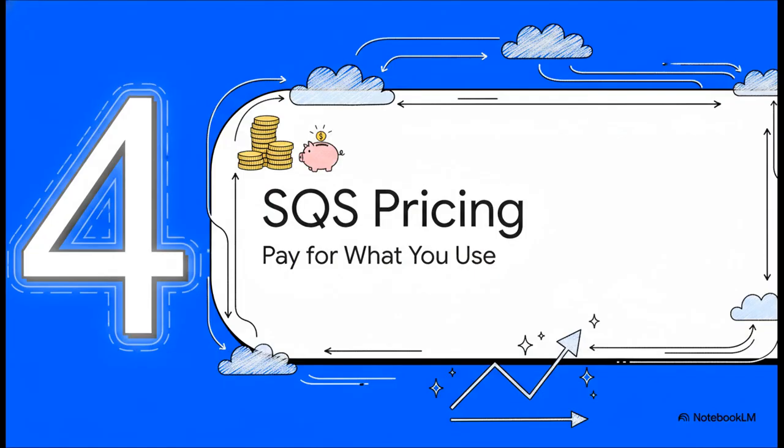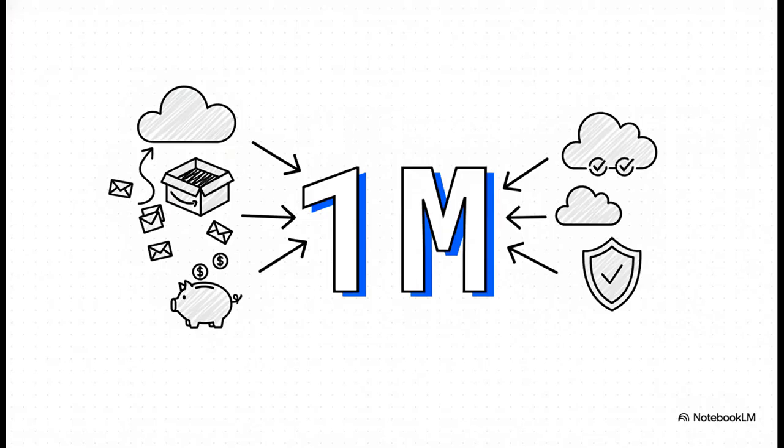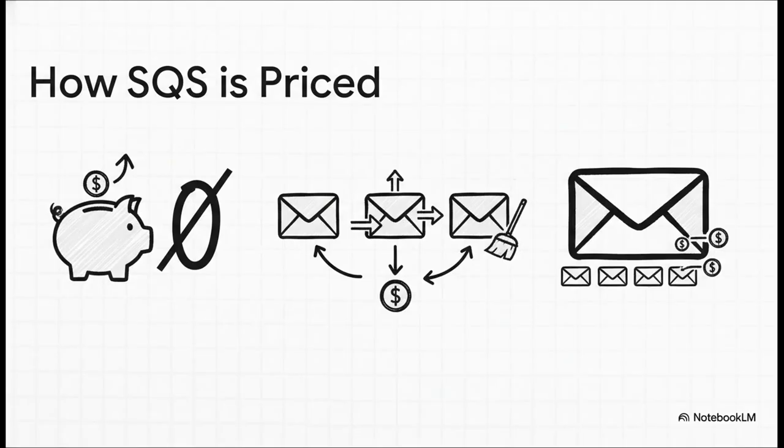Okay, we gotta talk about the money side of things. But don't worry, the news here is really good. SQS has a super straightforward pay-for-what-you-use model, and it's actually incredibly cheap to get going. Let's just start with the best part. You gotta love this, the free tier. Amazon gives every single customer 1 million, yes, 1 million SQS requests every single month, totally free. For a whole lot of apps out there, that means you can get all this amazing reliability without paying a single penny.